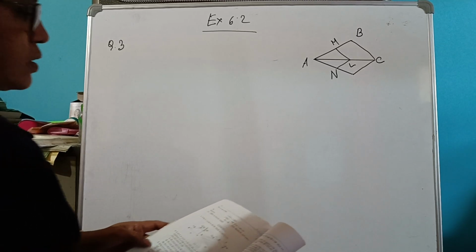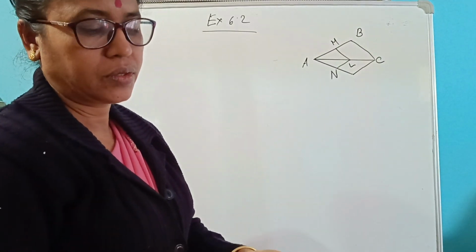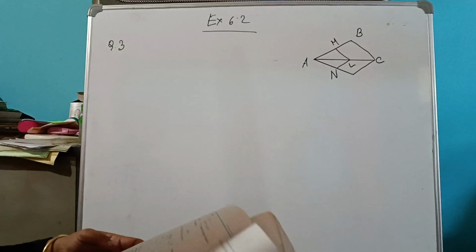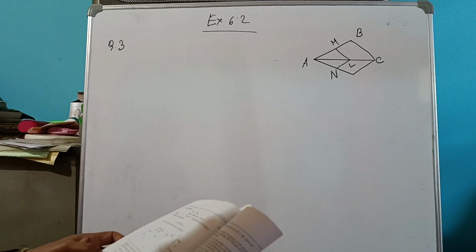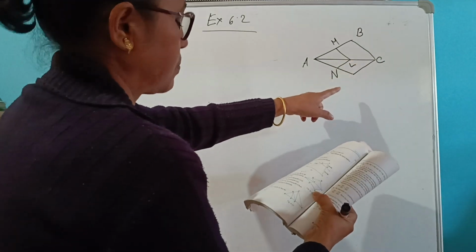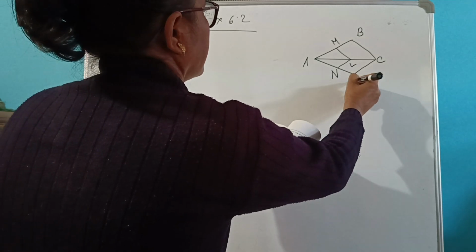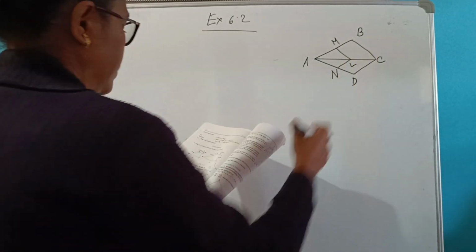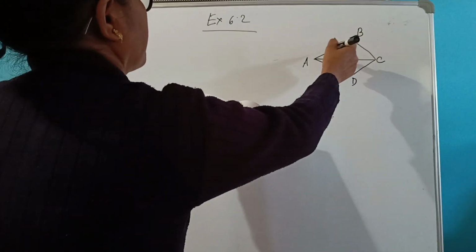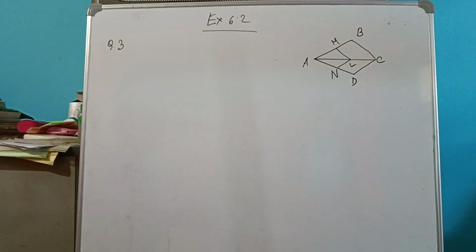Today I teach triangles, exercise 6.2. Our question is 6.2. In the figure, this is the figure. What is given? LM parallel to CB and LN parallel to DC, or CD. Right? This is LN parallel to DC. And we need to prove that AM by AB is equal to AN by AD. This is our question.